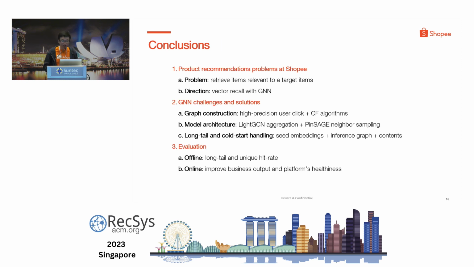So in conclusion, I have presented the product recommendation problem at Shopee, which is to retrieve items relevant to our target items. The direction is vector recall with GNN. There are three main challenges when implementing this solution. First is graph construction, second is model architecture, third is long tail and cold start handling. For each challenge, we have detailed our solutions. As a result, we achieve good offline performance in terms of long tail and unique hit rate. And online, it has improved business output and platform healthiness.